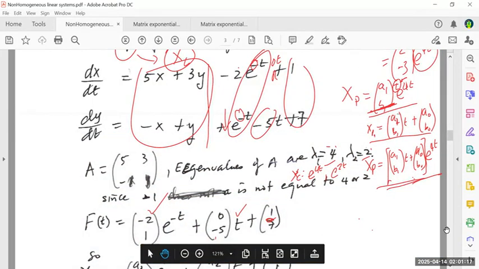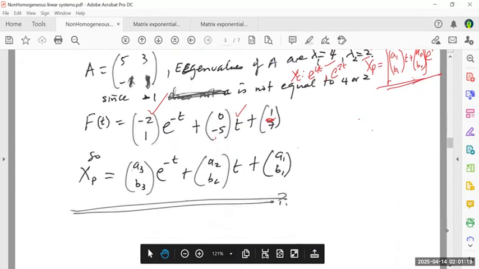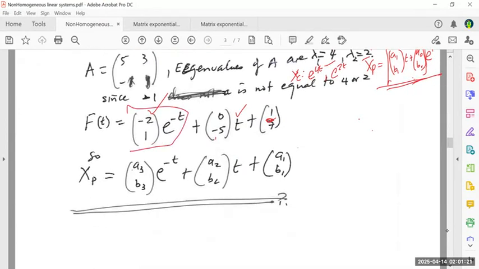So using the method of undetermined coefficients, we'll then have a generalized version of this, which is just a3 b3 times e to the power minus t. And then we want the generalized version of a linear polynomial, which is a2 b2 times t plus a1 b1. And this is the form.